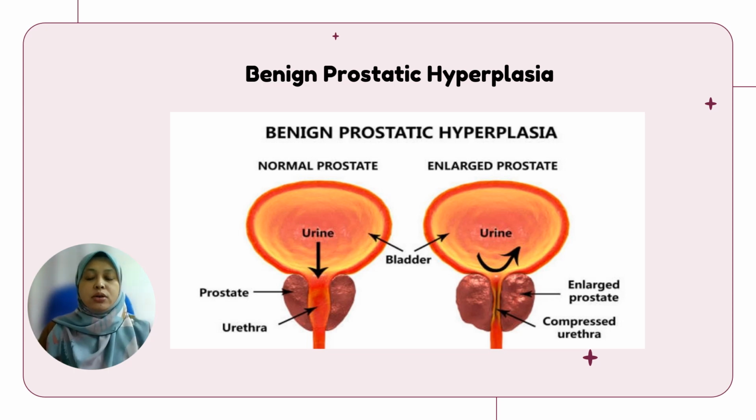In this course, you will learn a few types of diseases of the male reproductive system. The first one is benign prostatic hyperplasia. In this picture, you can see the normal prostate on the left side, and on the right side is an enlarged prostate, which compresses the urethra and might disturb the urination process.